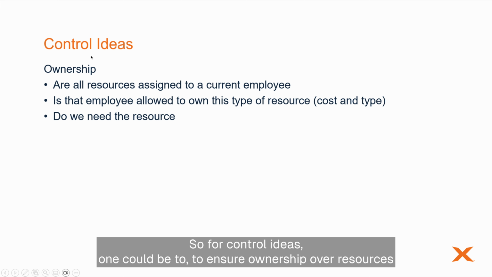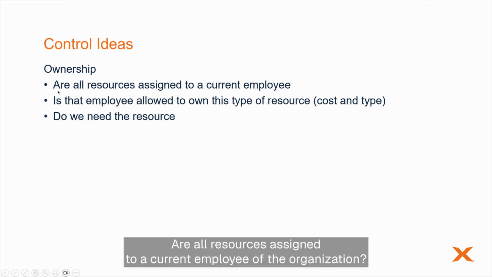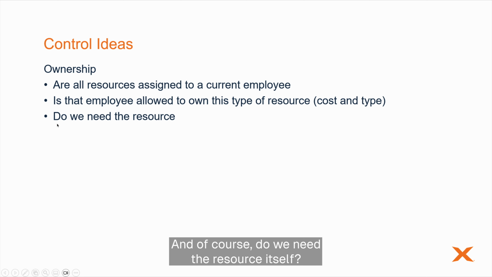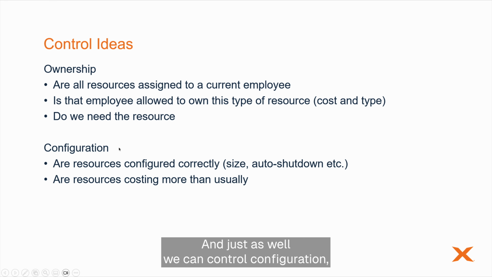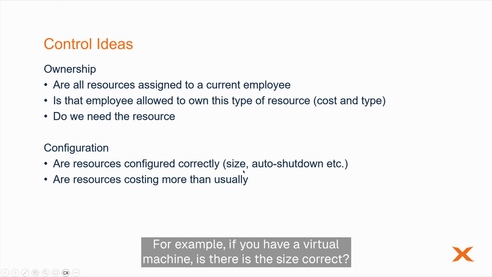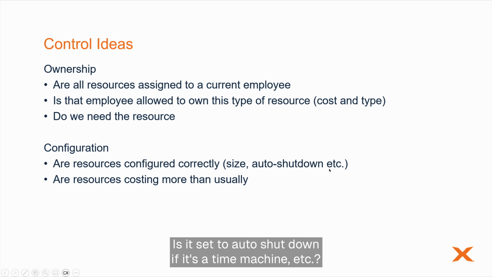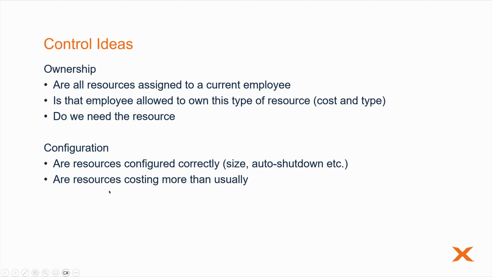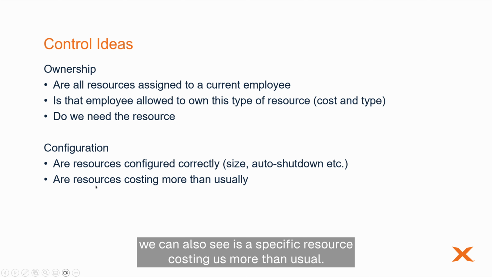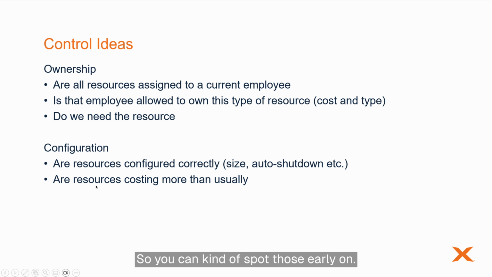So for control ideas, one could be to ensure ownership of resources. Are all resources assigned to a current employee of the organization? Is that employee allowed to own this type of resource? And of course, do we need the resource itself? And just as well, we can control configuration. Are resources configured correctly? For example, if you have a virtual machine, is the size correct? Is it set to auto shut down if it's a dev machine, etc.? And since we have billing data over time, we can also see if a specific resource is costing us more than usual. So we can spot those early on.